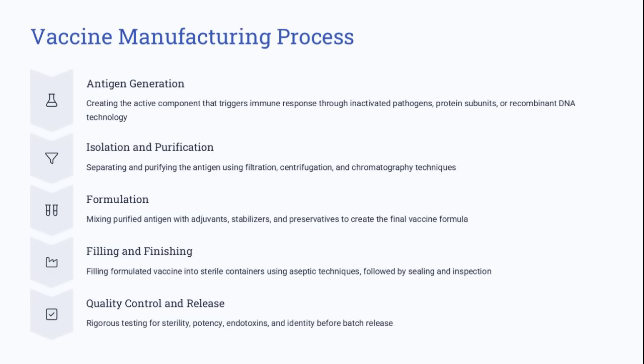The vaccine manufacturing process involves several key steps: antigen generation, isolation and purification, formulation, filling and finishing, and quality control and release. Each step is critical to ensuring the safety and efficacy of the final vaccine product.